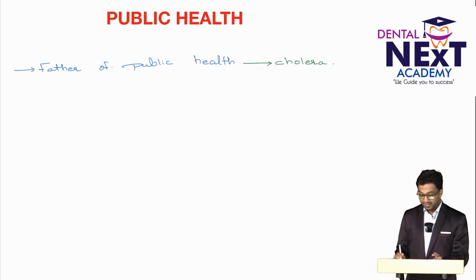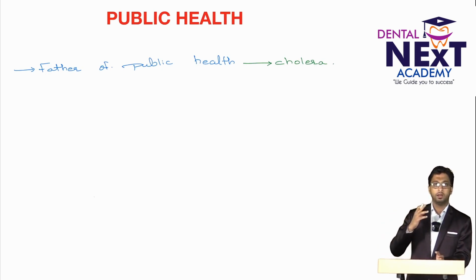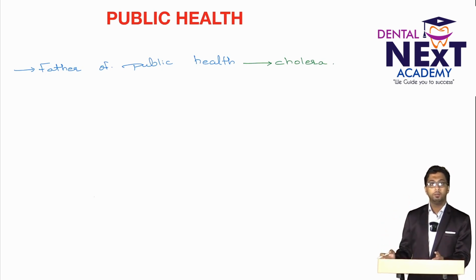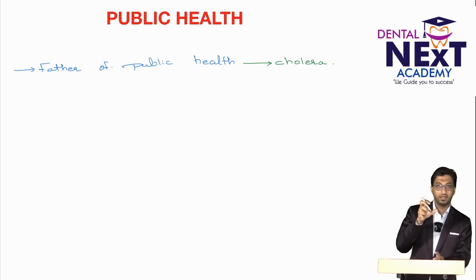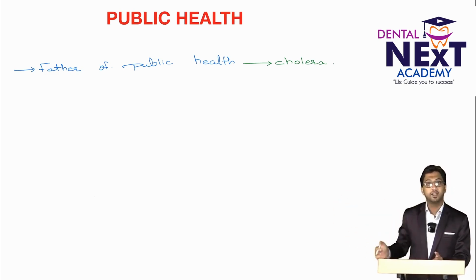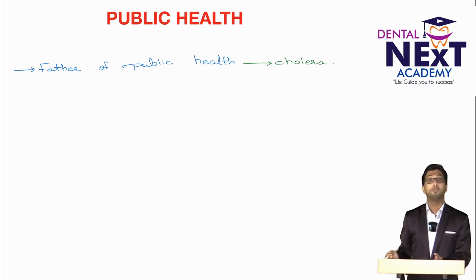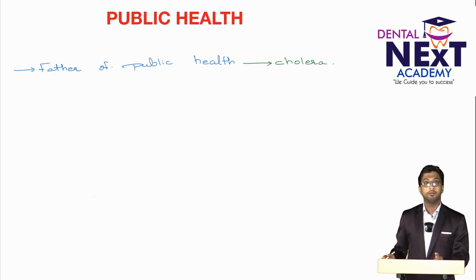Now, one thing which will astonish you right away is the father of public health. It's not a person, it's cholera. Why? Because when people were affected by cholera, the scientists realized that individual health is one concern, but public health is another concern. An entire community can get affected, not just one or ten individuals. So you have to look into something which can solve this problem. That's where the father of public health comes in.